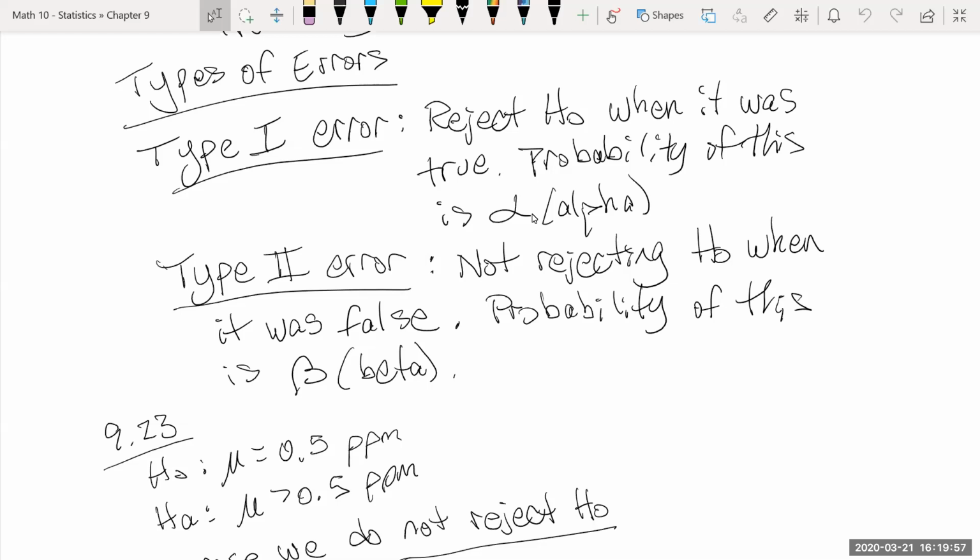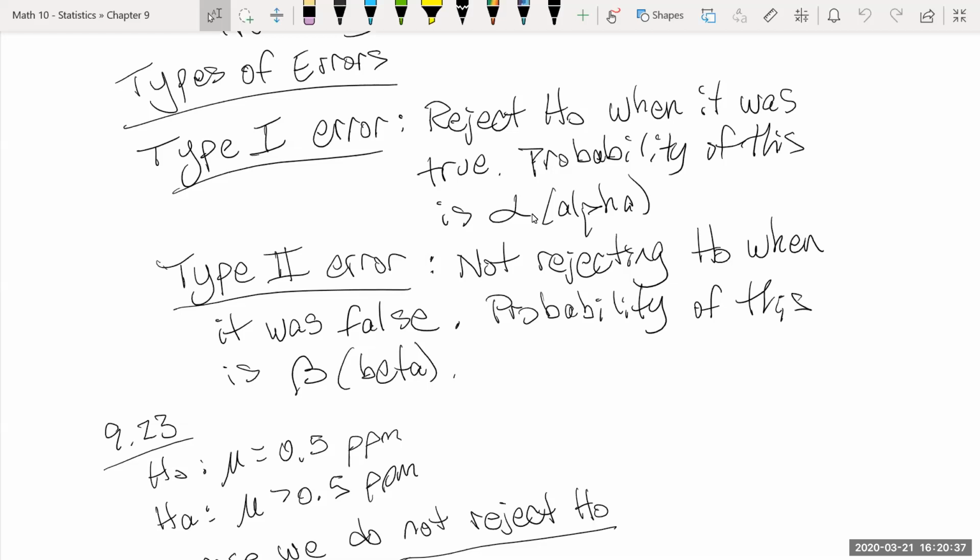Notice there's kind of a game going on between the alpha value and the value of beta. If we want to make alpha really small so we don't reject the null hypothesis when we're not supposed to, then beta is going to be larger because we'll accept more things that we shouldn't have. So to make alpha small, beta has to get big. And to make beta small, alpha has to get big. So we have to play with how important it is to us to make sure we don't reject something incorrectly. In other words, how important is it to make sure we don't make a type 1 error?